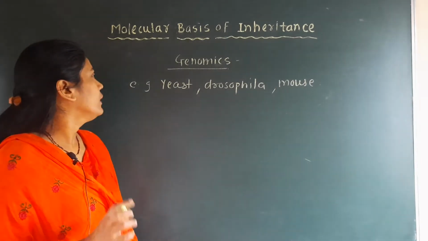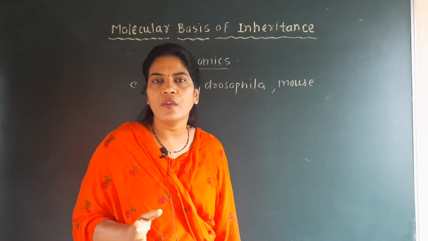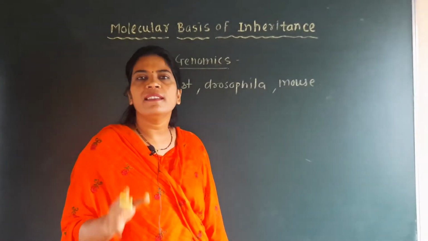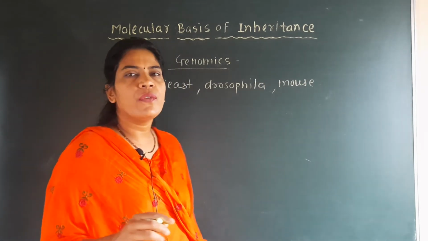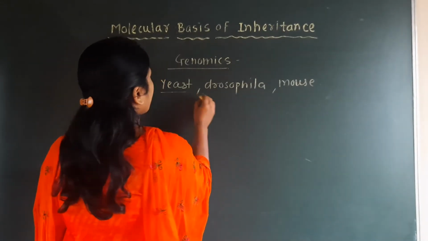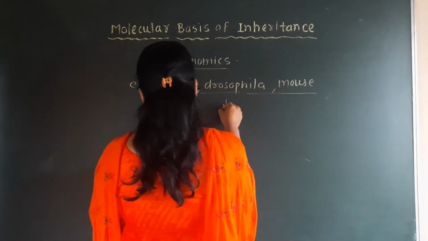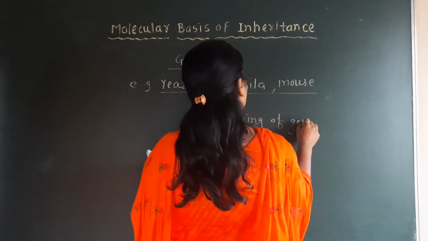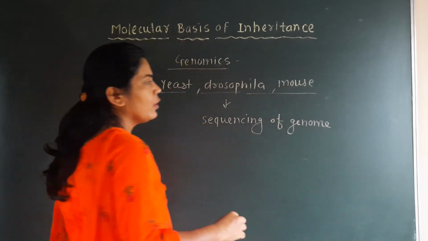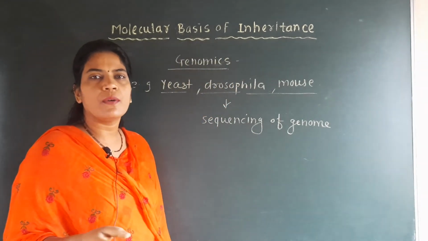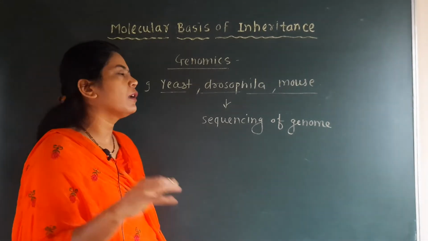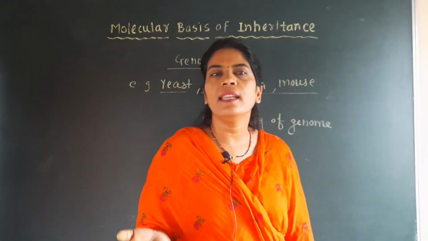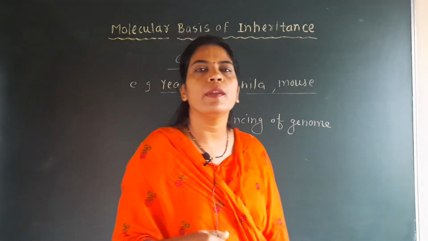Here the genome of yeast, a unicellular fungus, Drosophila, which is called a fruit fly, and mouse. These are the three organisms on which the sequencing of the genome was first carried out, and it is only because after carrying out the sequencing study of the genome of the yeast, Drosophila and mouse, it is possible to study the genome of the human being and make a comparative study of the genome of the human being with other organisms.